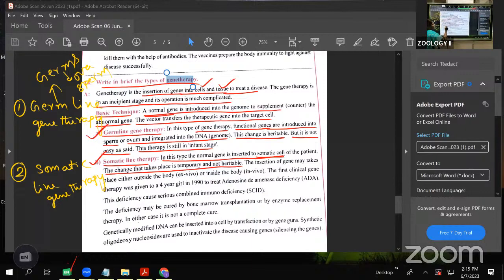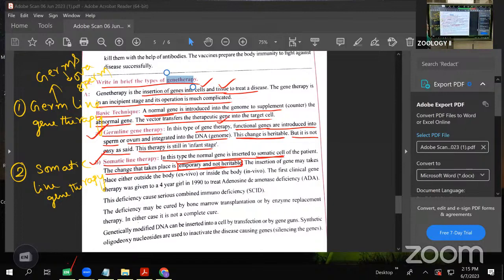But here we are introducing the genes into the somatic cells, that is temporary and not heritable. It is temporary, means in the lifetime also it may not be totally cured, but sometimes in that lifetime only the disease will reoccur. But in the germline, this is permanent and inheritable. Here this one is temporary and not inheritable.